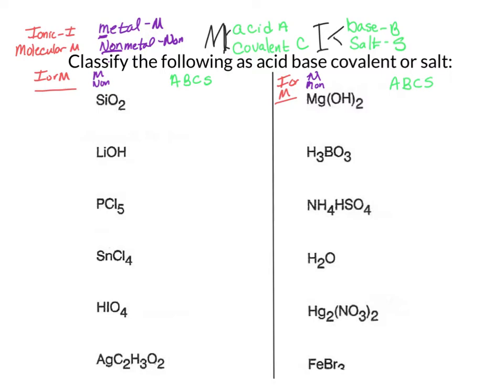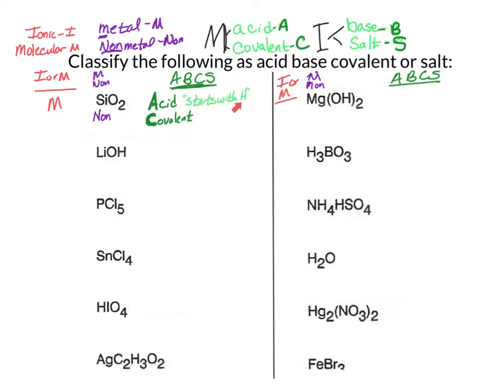So looking at silicon dioxide, we see that it starts with silicon, which is a non-metal. Non-metal means it's molecular. The two choices for a molecular compound are acid or covalent. If it's an acid, it's going to start with H. This does not start with H, so it's a covalent compound.